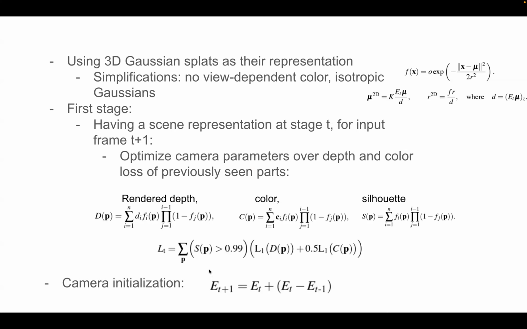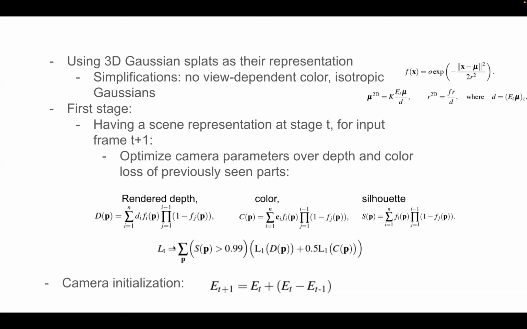And then to optimize the camera parameter of the new frame that they got, they will optimize this loss. So basically for just the silhouettes, just for the pixels that their silhouette is already bigger than 0.99, which means we already have a good estimate of these parts of the image based on our previous model. They try to minimize the depth loss and the color loss, and find the camera extrinsics.